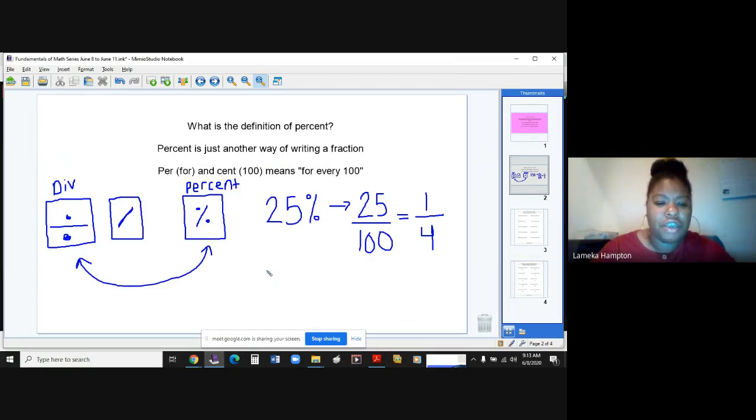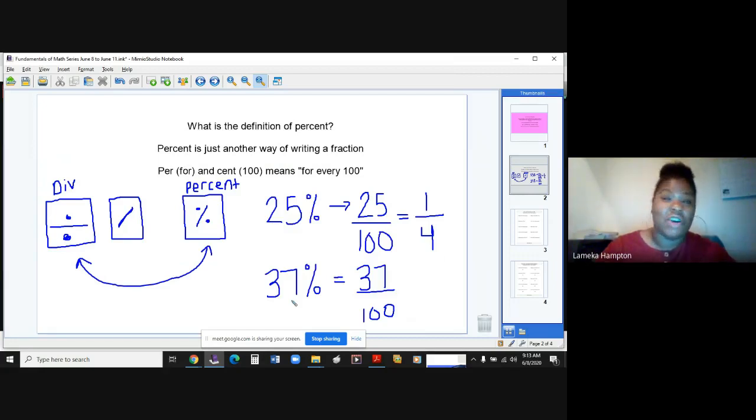Okay. Another example would be 37%. So 37% is the same thing as saying 37 over 100. Okay. So in essence, what I'm doing is I am showing you that there is another way that you can write your percents as fractions. And the only thing you have to simply do is put your number over 100. That's it. That's all. Okay.